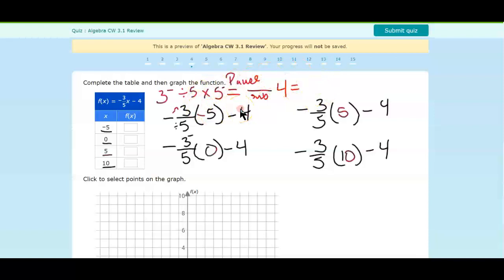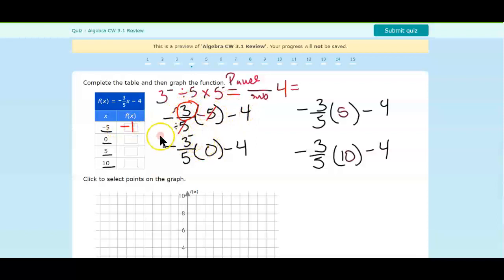If you are strong with your fractions, you don't even need your calculator. We could look at this and recognize this 5 in the numerator will cancel with our 5 in the denominator, and 5 divided by 5 is 1. A negative times a negative is going to be a positive, and I'm left with 3. So it's just positive 3. 3 minus 4 is negative 1. So that's also an option.